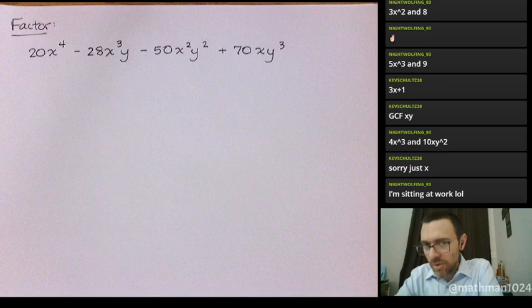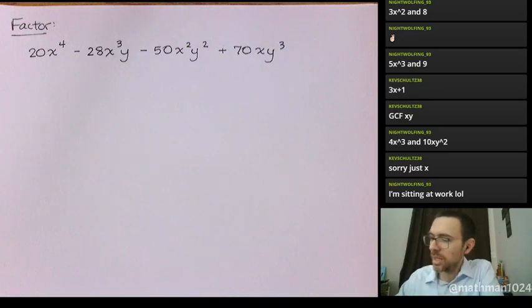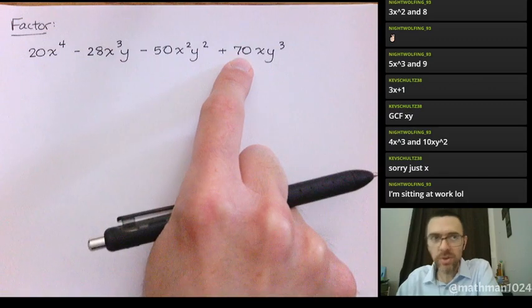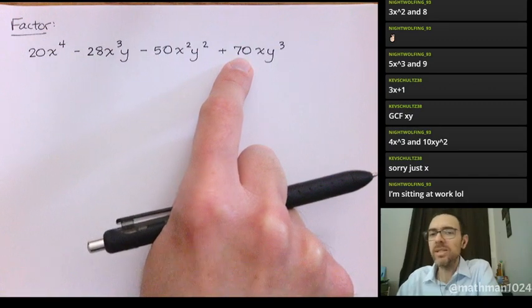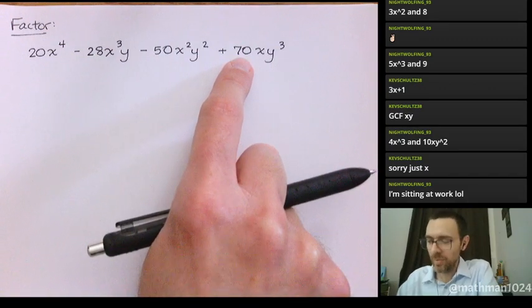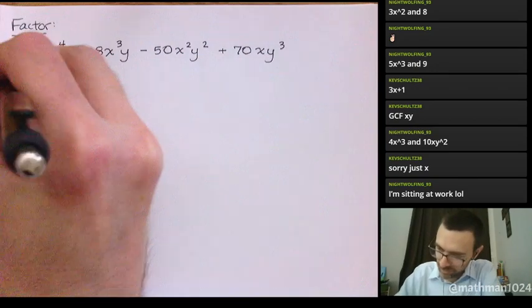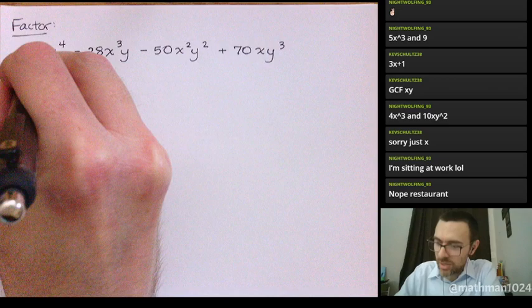So Kevin, you said just x. Well, there is a correction to say just x, but there's something else. Notice that all four of these terms, their coefficients, they're all even. So that means we can at least take out a 2. And you see that if I take out a 2, that is going to be part of the GCF along with x. So it's kind of a trick here.